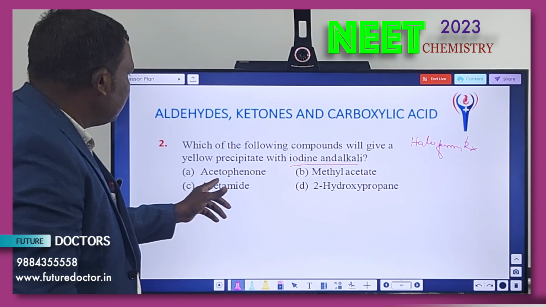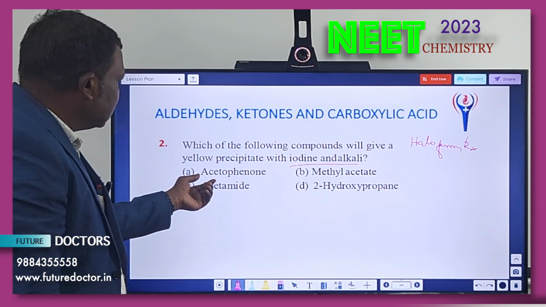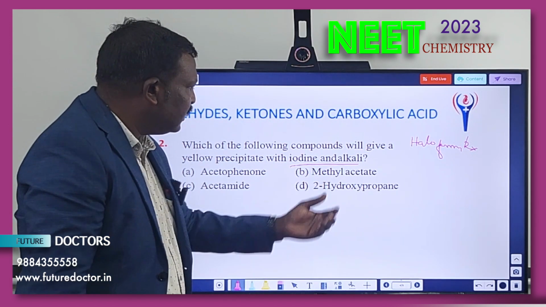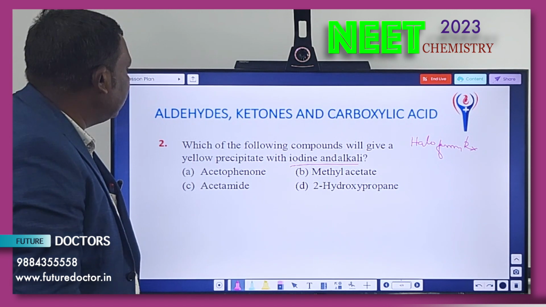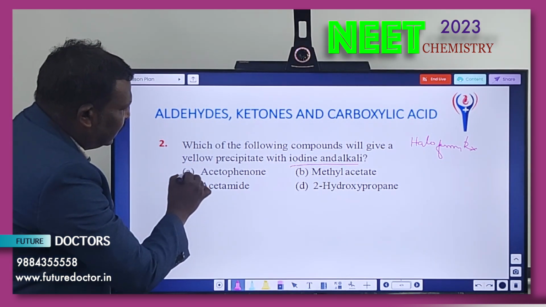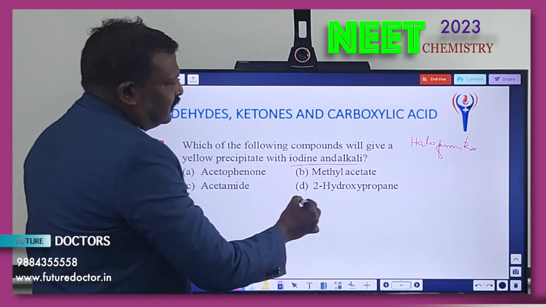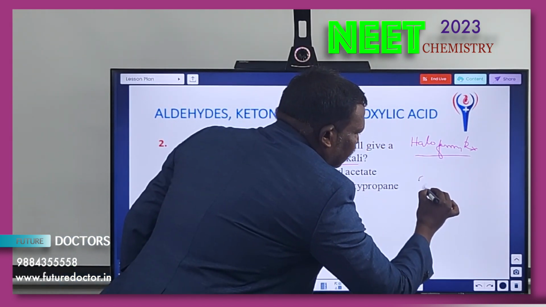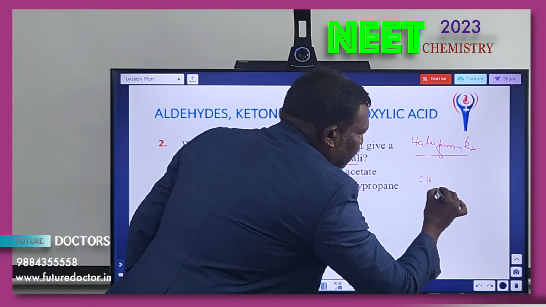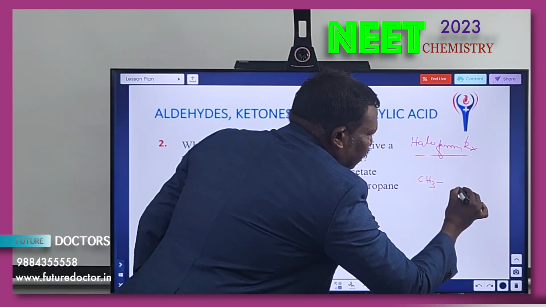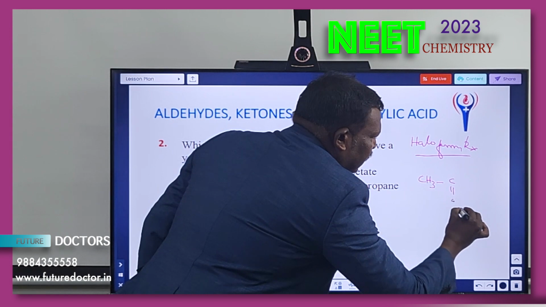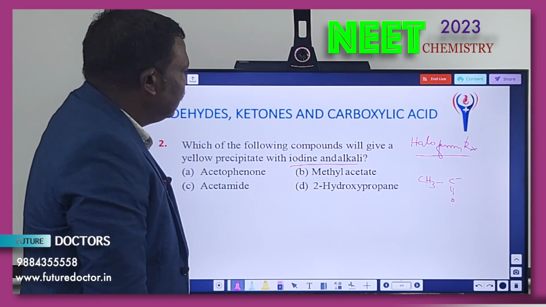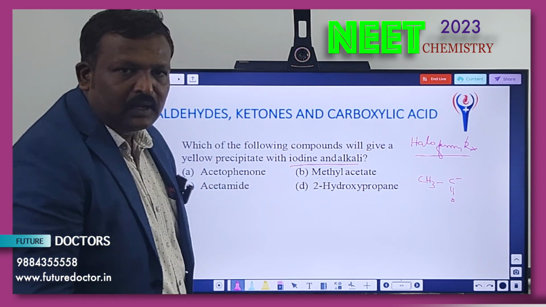So here: acetophenone, methyl acetate, acetamide, then 2-hydroxypropane. Here option A is the correct one. Iodoform reaction means we have one condition: the compound should have the CH3 C double bond O group. Any compound having the CH3 C double bond O group, that compound undergoes iodoform reaction.